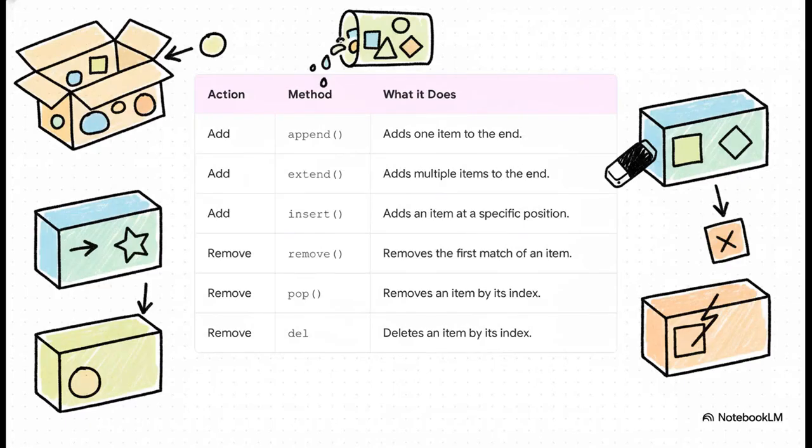Think of this table as your ultimate cheat sheet for messing with lists. Need to add a single item to the very end? Append is your go-to. Need to stick something in at a very specific spot? Insert has your back. And when you need to get rid of something, you've got options. You can remove it by its name with remove, or by its position with pop or del. These methods give you total control over what's in your toolbox.